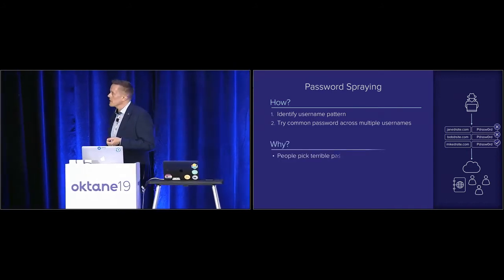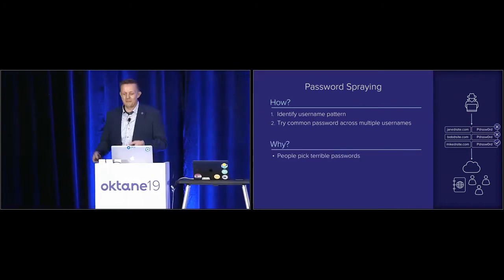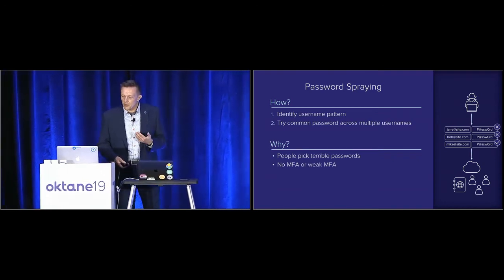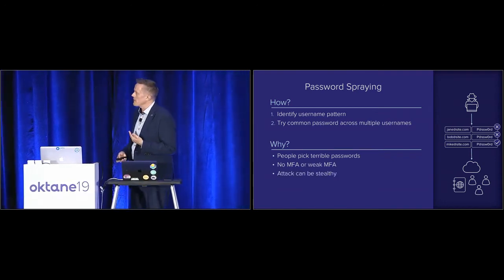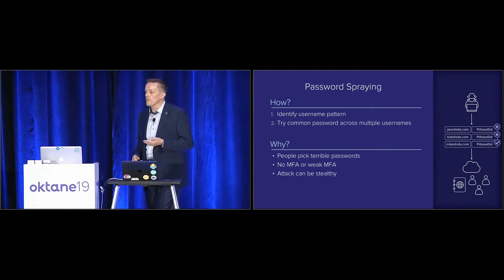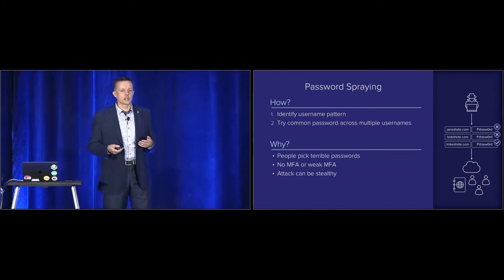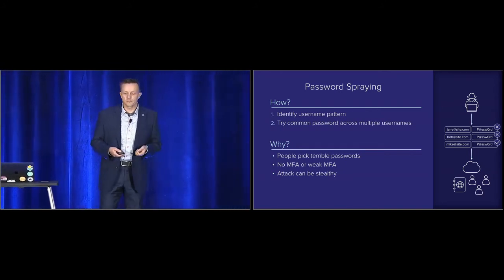This works the same way because people pick terrible passwords and there's weak MFA, so no surprise there. This can also be stealthy. This type of attack is sometimes known as reverse brute force because here you just pick a bad password and try it across multiple usernames.